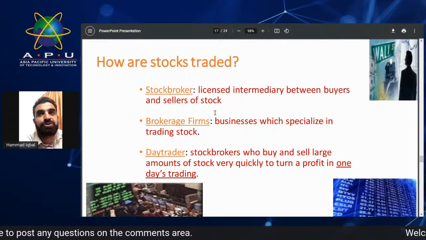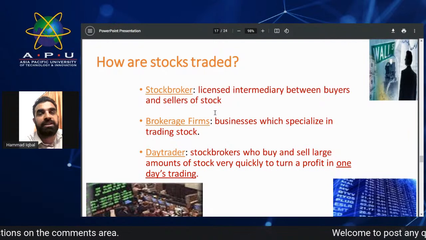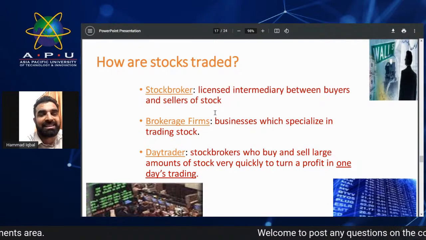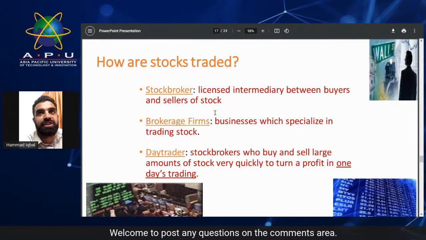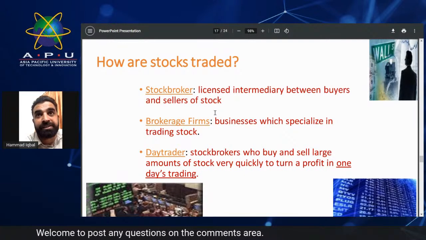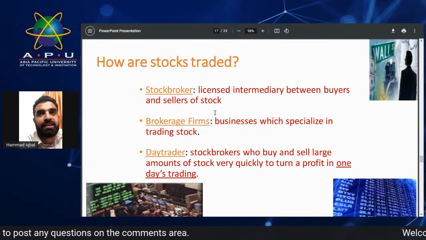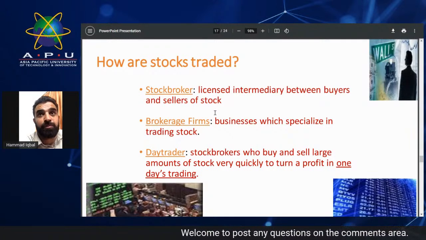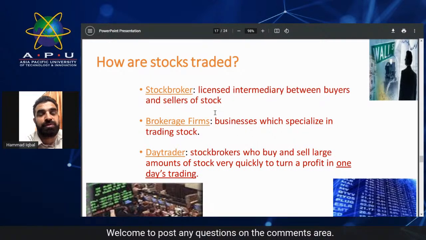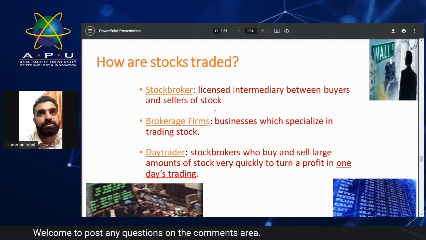Stockbrokers are usually associated with one company, one stock market. Like in Pakistan, there is the Pakistan stock market. Then in Malaysia, there is the Bursa market. In that case, the stockbroker is directly associated with a brokerage firm that offers you an application in which you can trade in different stock markets.